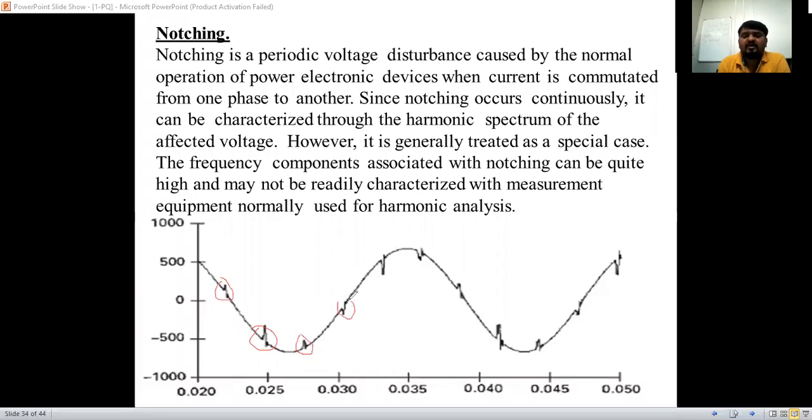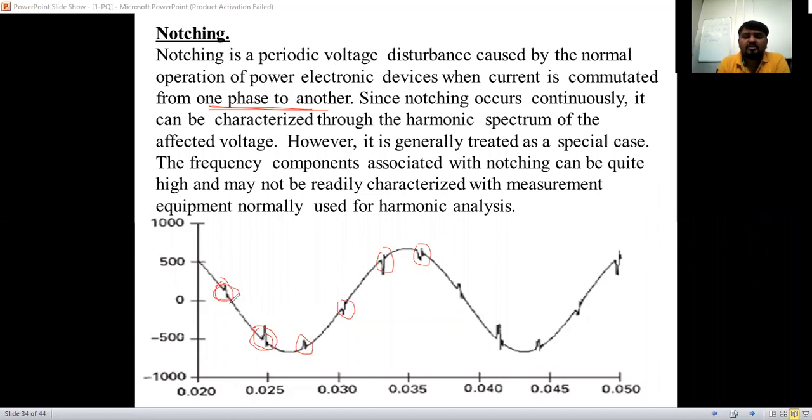So to turn off the SCR, we are going to use the commutation method. Whatever the current is there, the current is commutated from one phase to another phase. We are going to commutate that one, and in that condition this will happen. So some notchings will be produced here now. This is a disturbance of voltage only.